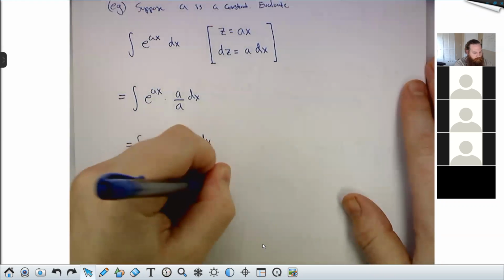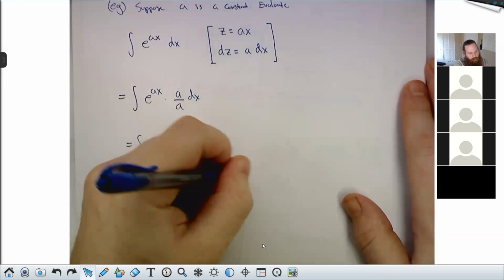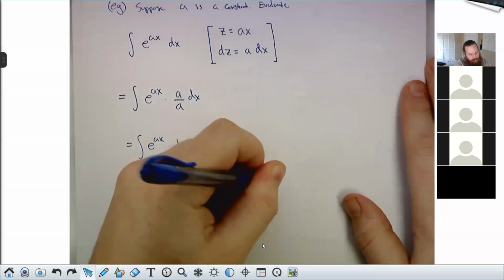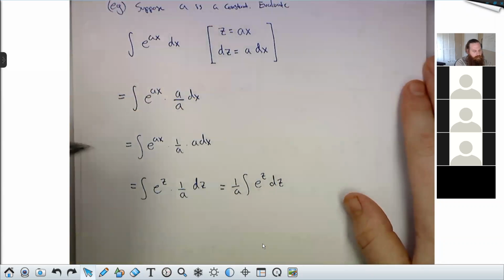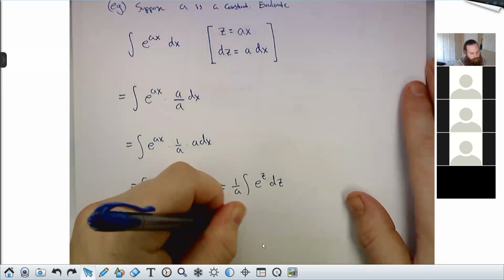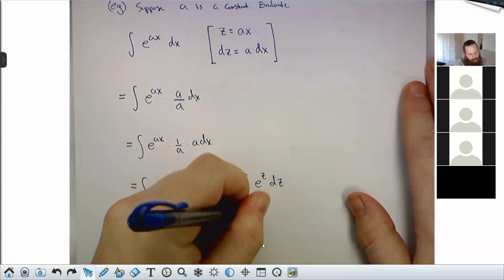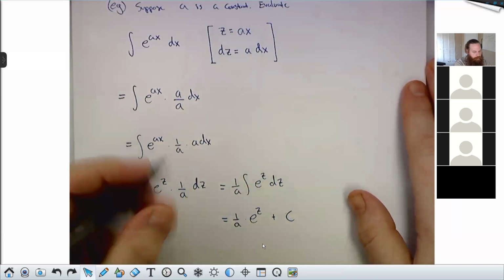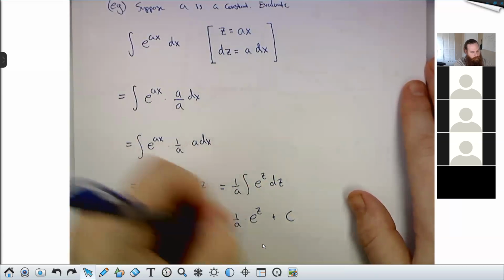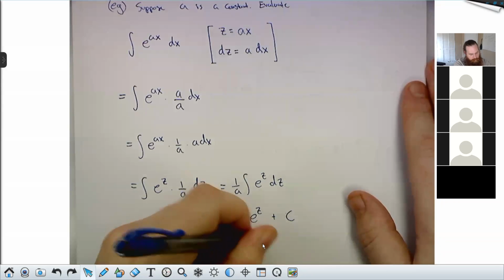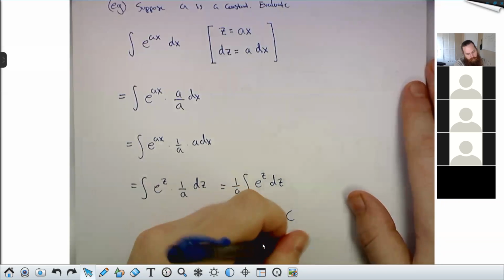And now, just like in the last problem, the constant can come out. You've got 1 over a that can come out, and what's left is e to the z times dz. An antiderivative for e to the z is e to the z. So you get 1 over a times e to the z plus c. And then you just go back to your original variables. So this is 1 over a times e to the ax plus c.